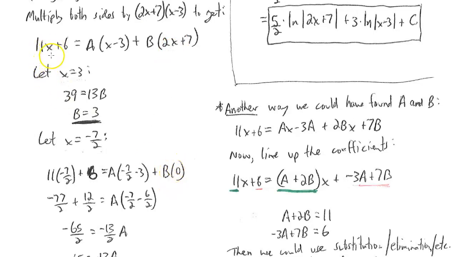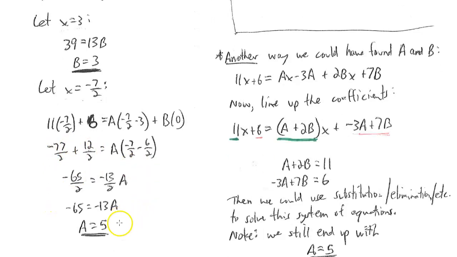If we plug in negative 7 halves here and negative 7 halves here, this is what we get. Now, 11 times negative 7 halves is negative 77 over 2, and we still have this plus 6, which is 12 over 2. We want to get a common denominator here. And then here we have negative 7 halves minus 3. That's negative 7 halves minus 6 halves. That's really negative 13 halves. So we have negative 13 halves times a is equal to negative 65 halves, right? Negative 77 plus 12 is 65.